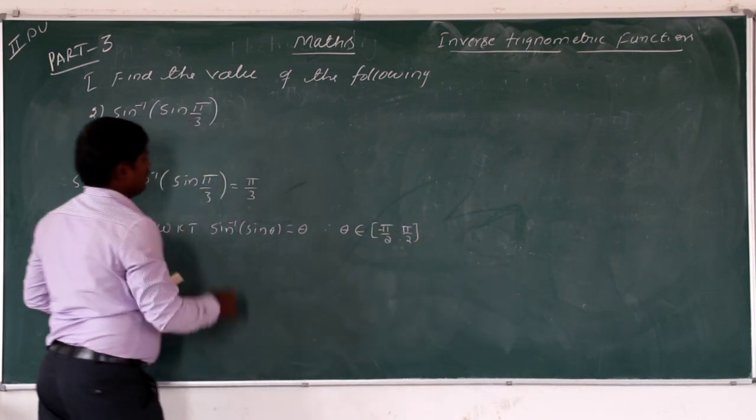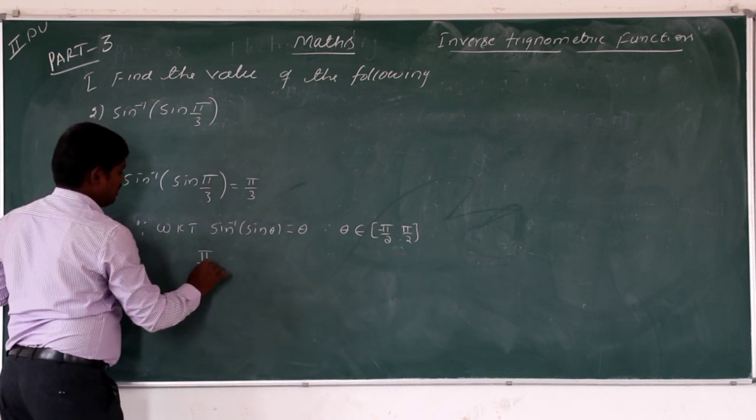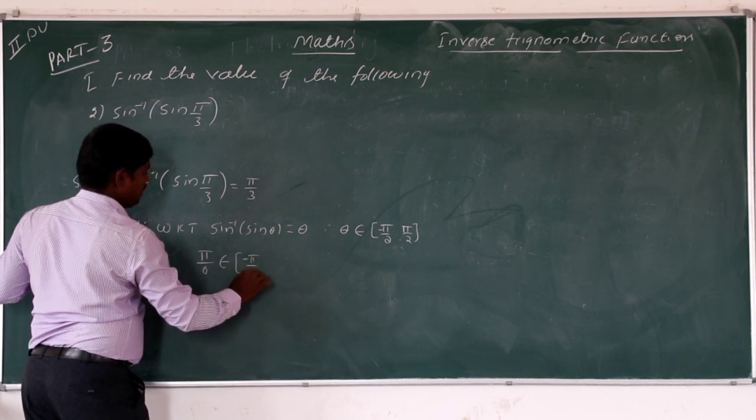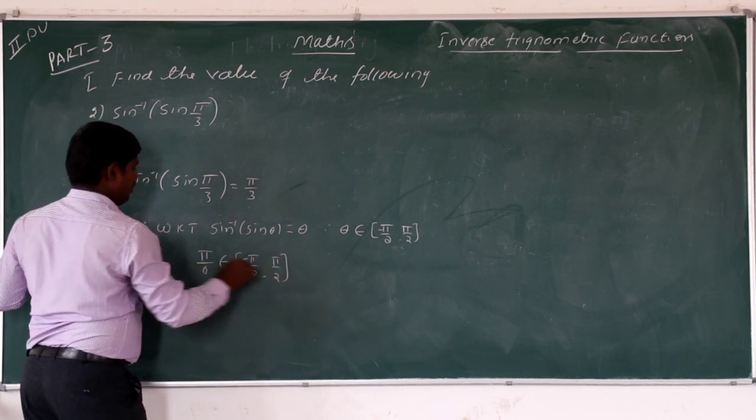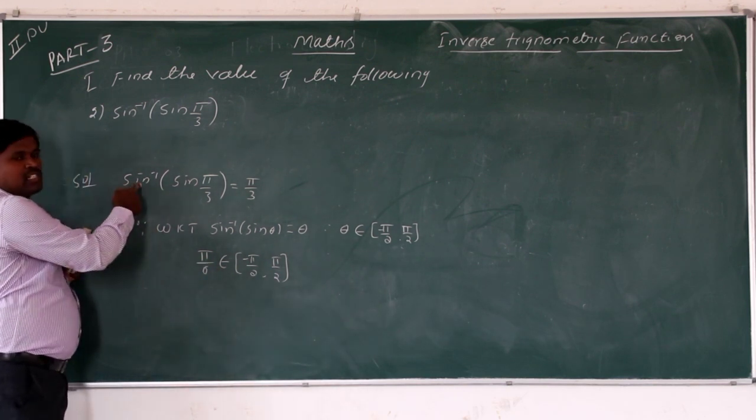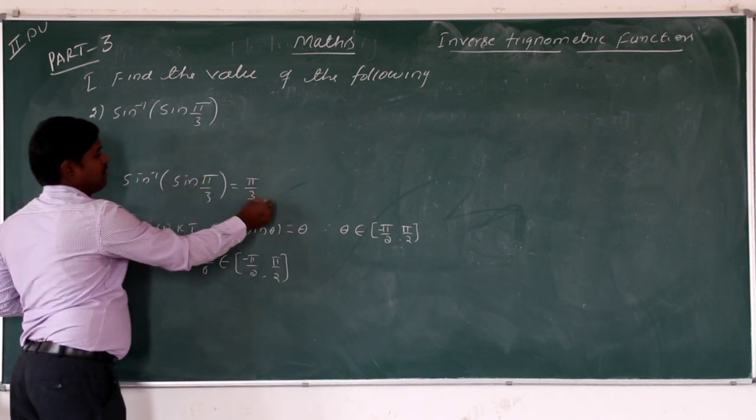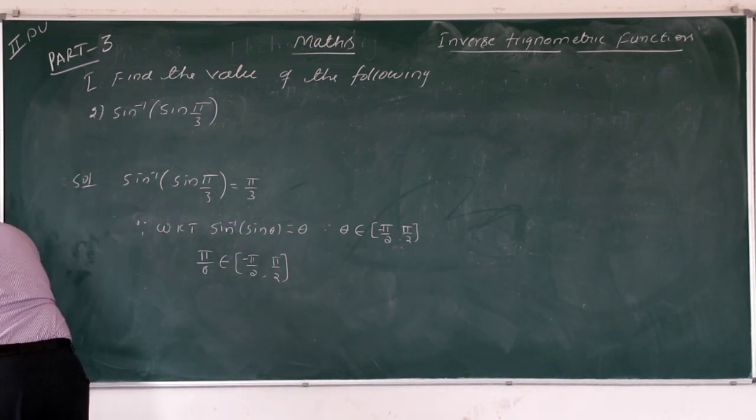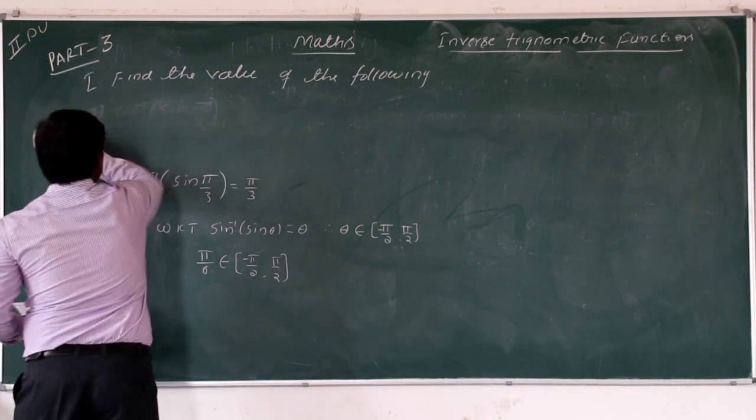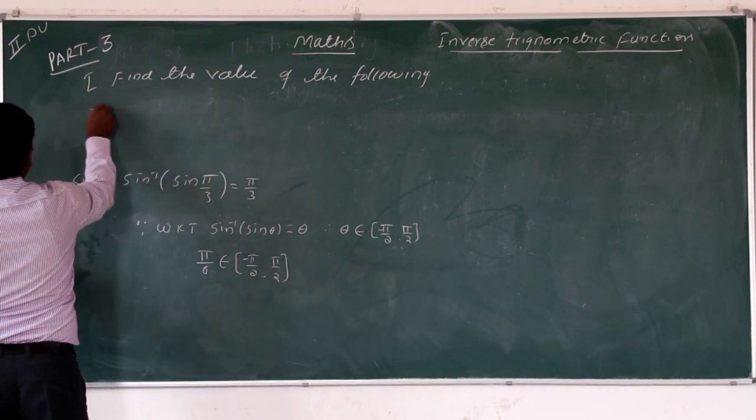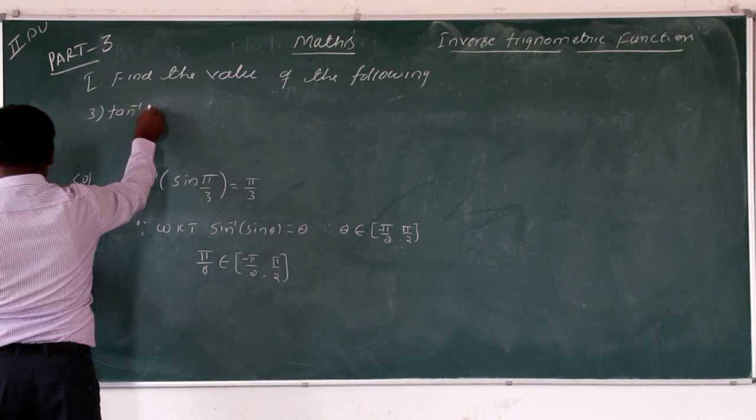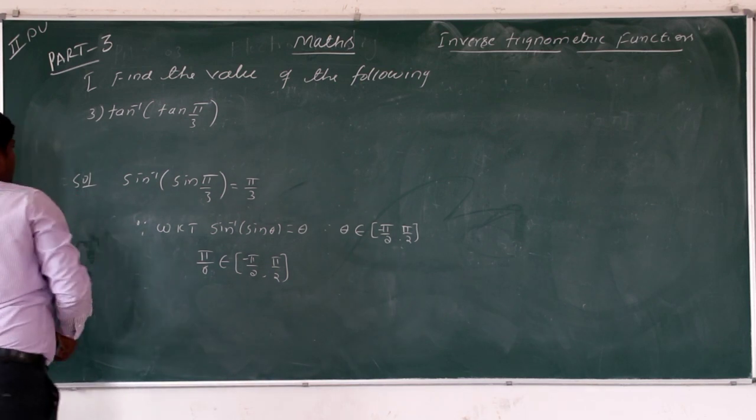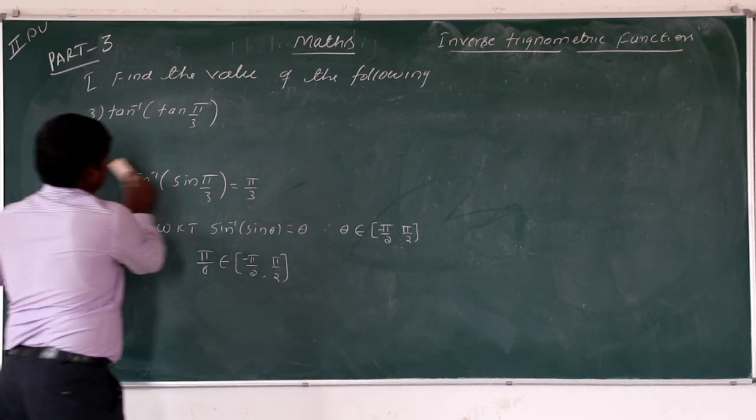Therefore pi by 3 belongs to minus pi by 2 to plus pi by 2, so we directly write sin inverse of sin pi by 3 as pi by 3. Third one: tan inverse of tan pi by 3. The value of this is also pi by 3.